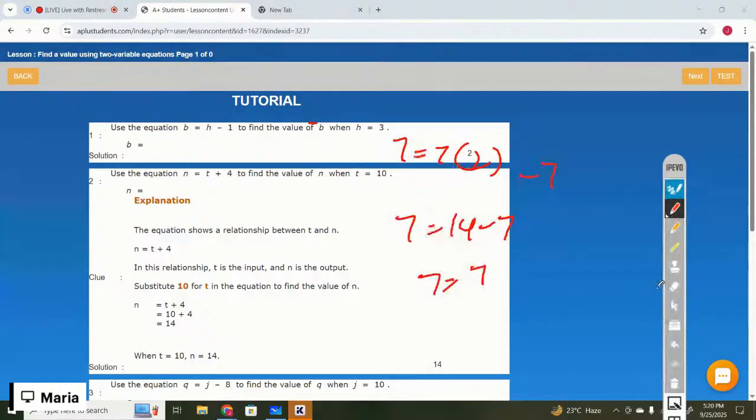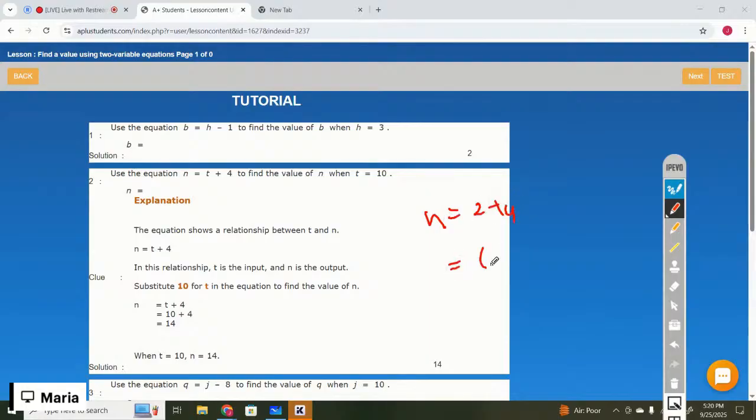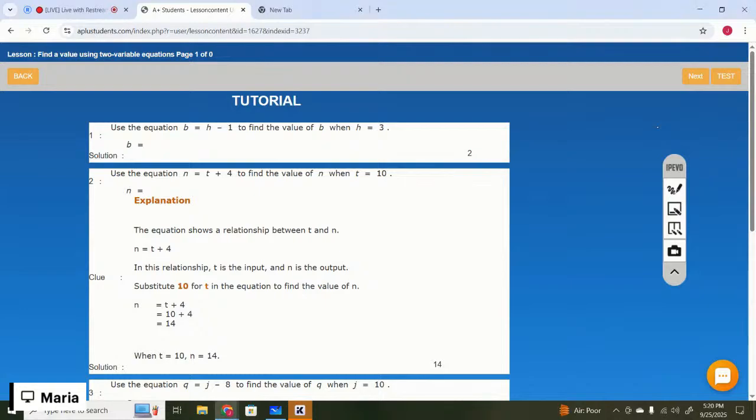Just replace the value in the equation, that is n equals t plus 4. So n equals 6. Okay, let's start with the test questions.